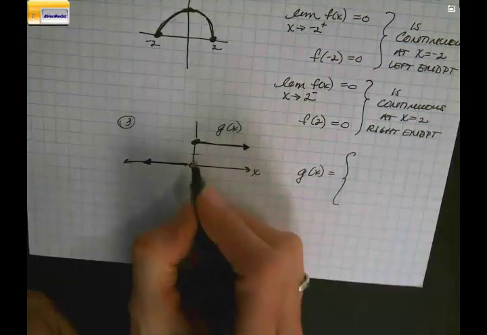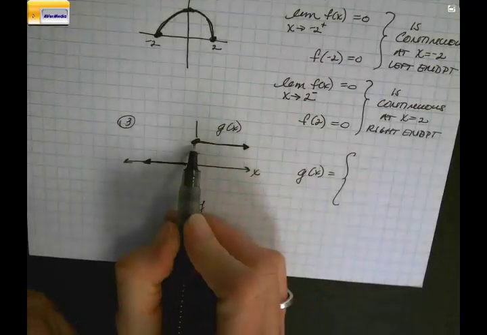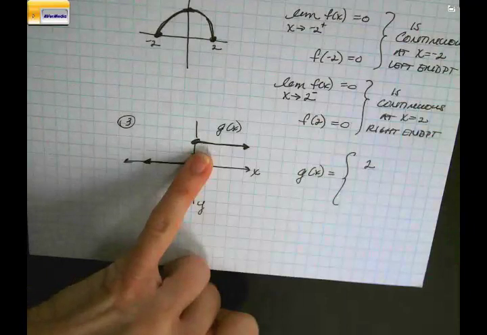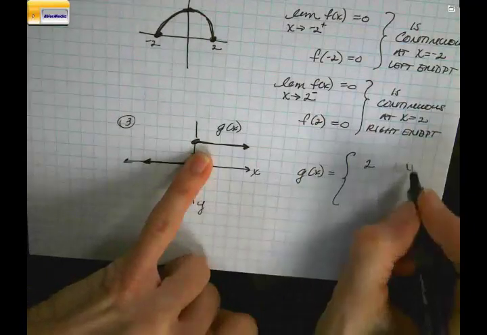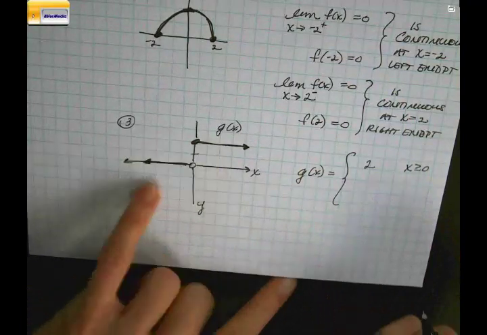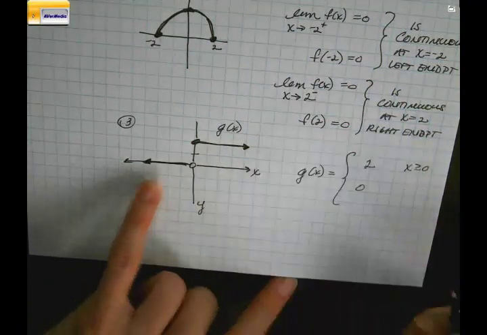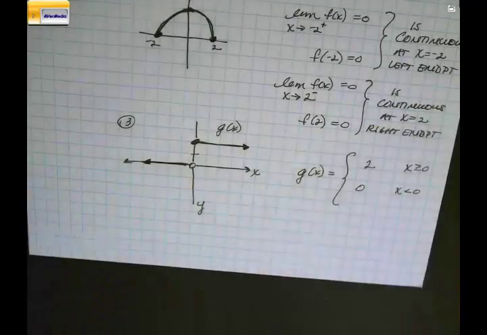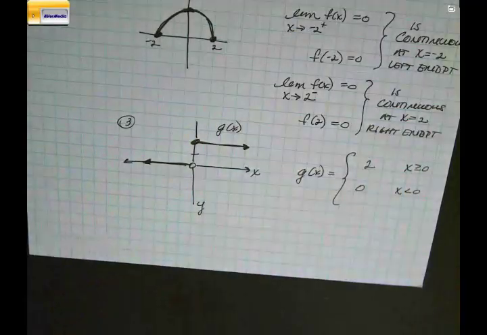Okay, let's go up 2 units. This is up 2, okay? So how about g of x equals 2 when x is greater than or equal to 0? Is that what you said? Okay. And it equals a height of 0 when x is less than 0, right? That's how you would name the piecewise function.